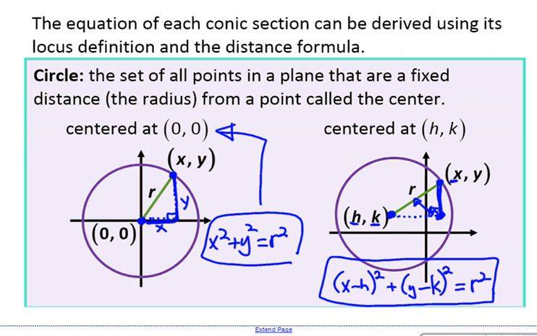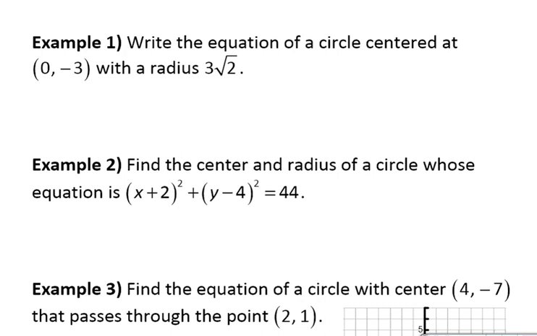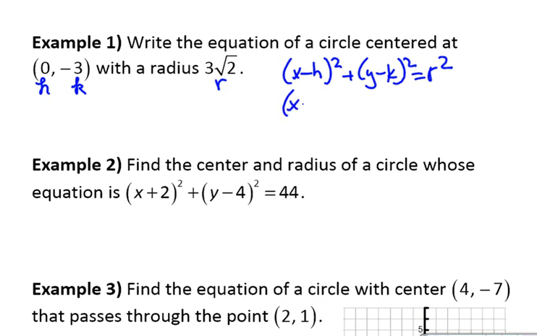So let's use it. Example 1: write the equation of a circle centered at (0, -3). If it's a center, then it means that h is going to be 0, and -3 is going to be our k. It has a radius of 3 square root of 2, so that's our r. So our formula is (x minus h) squared plus (y minus k) squared is equal to r squared. So we're going to fill in the h and k. So we have (x minus 0) squared plus (y minus a negative 3), so (y plus 3) squared, is equal to (3 radical 2) squared.